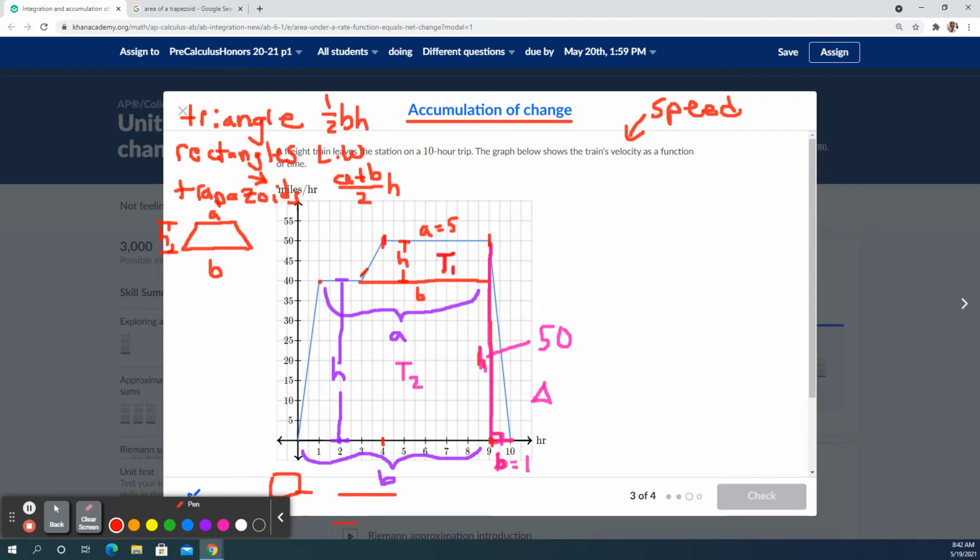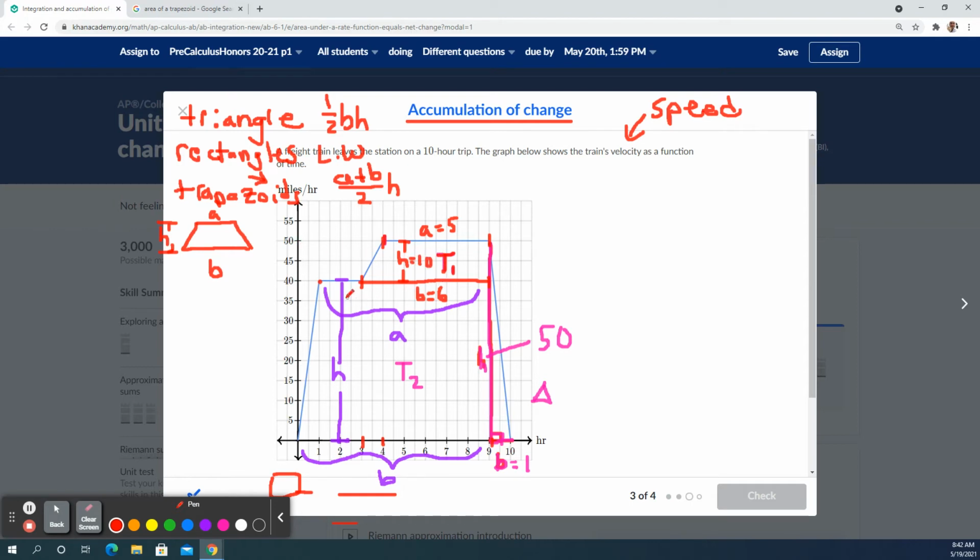This B right here, this base, is from here to here. So that would be from 3 to 9. From 3 to 9 is 6. So that base is 6. And then our height from 40 to 50 is 10. So that's equal to 10.